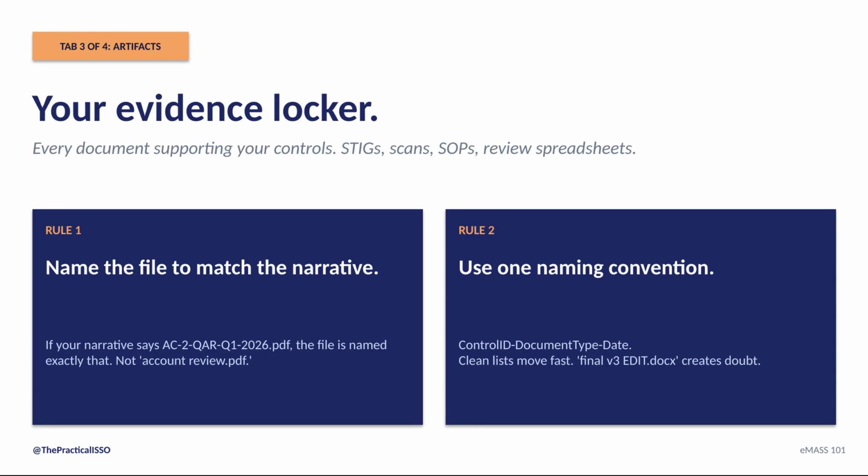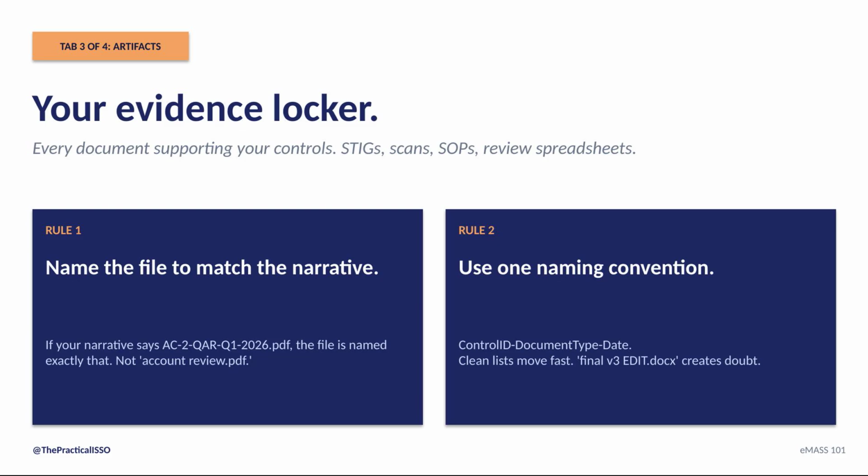Rule 1. Name your artifacts to match your narrative. If your narrative states, see Artifact AC-2 Account Review Q1 2026.pdf, then the file in this tab must be named exactly that. Not Account Review. Not Q1 Review Final V2.pdf. Exactly what you wrote. The SCA will search for the name you specified. If it doesn't match, it's a finding.